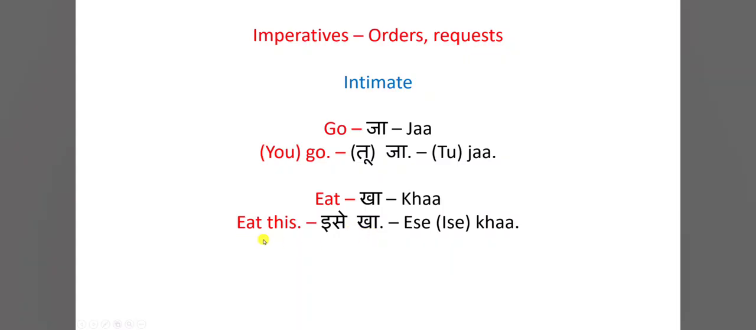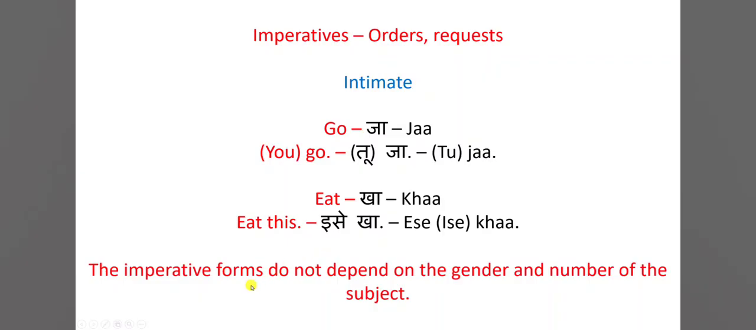Kha is eat. Okay? Kha is the root verb which itself is an imperative here. Ise kha is eat this. Okay? You must remember that the imperative forms do not depend on the gender and number of the subject. Okay? So it does not depend on number and gender of the subject. Alright?